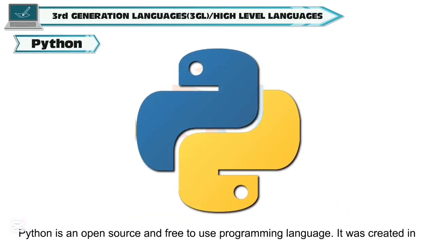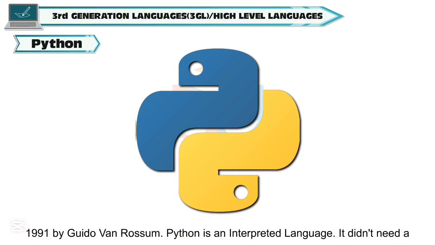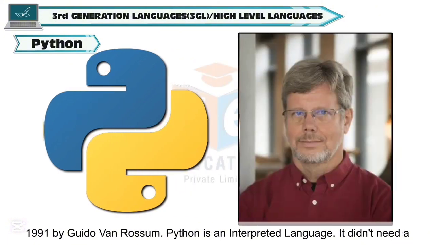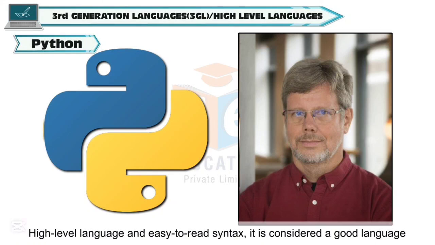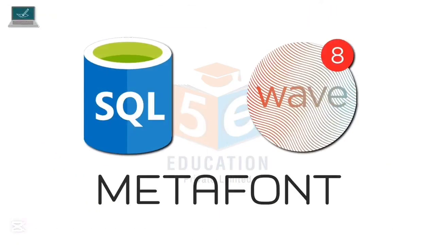Python. Python is an open-source and free-to-use programming language. It was created in 1991 by Guido van Rossum. Python is an interpreted language. It didn't need a compiler, as interpreters could run the program in all target computers. Because of its high-level language and easy-to-read syntax, it is considered a good language for beginners.